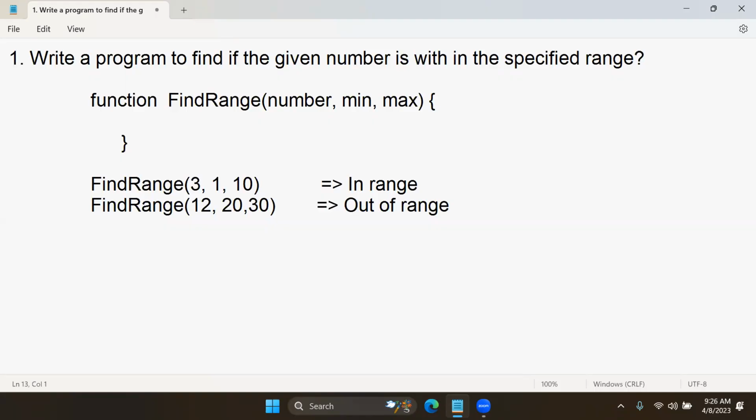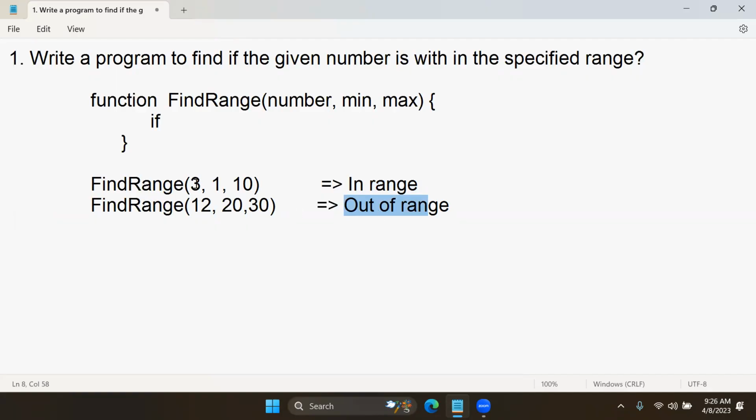In this program, you have to write one function called find range. In that find range function, what does it have to do? It has to take three values: number, minimum, and maximum. And you have to write a condition inside. If number is between minimum and maximum, then it should say in range. If number is not between minimum and maximum, then it says out of range.